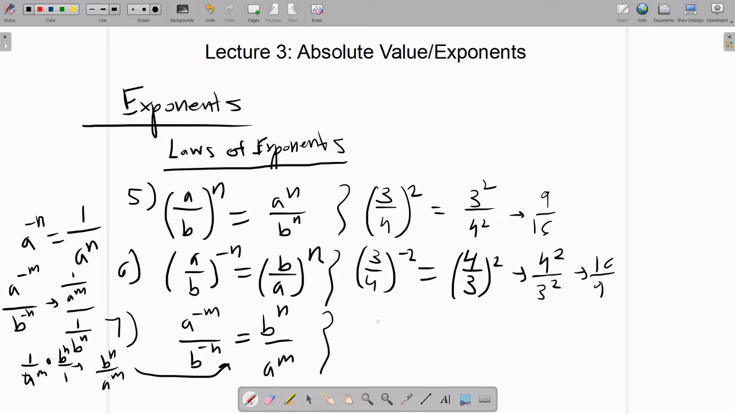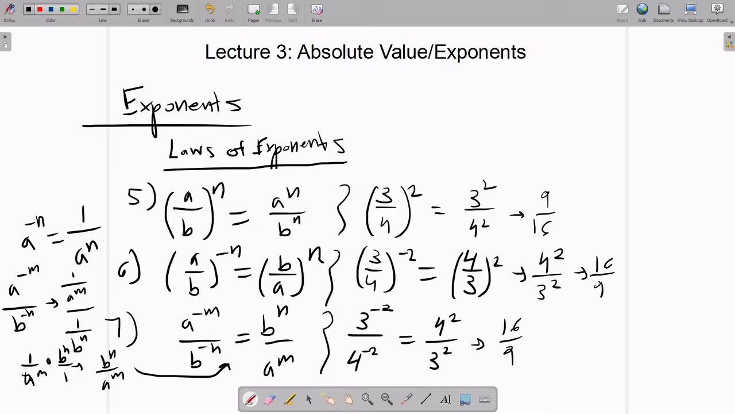Using the numbers again, 3 over 4, 3 to the negative 2 over 4 to the negative 2 is equal to 4 squared over 3 squared, which will be 16 over 9. And this pretty much concludes just the exponent part.